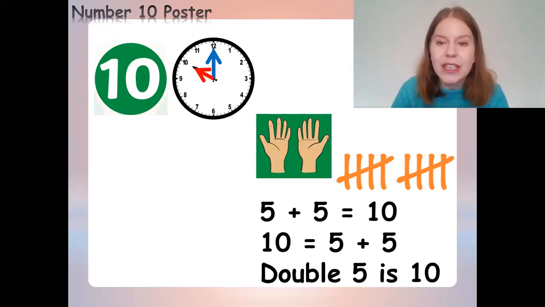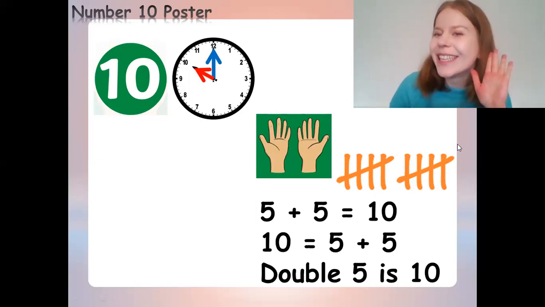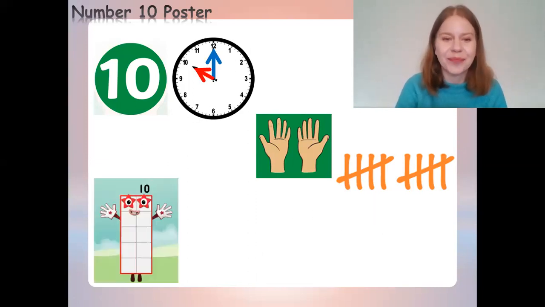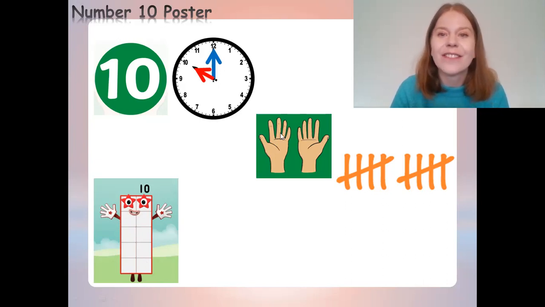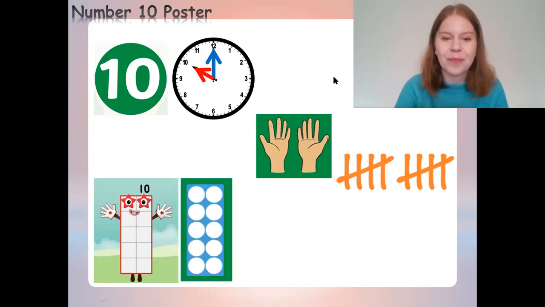And also you can see 10 in tally marks. So 5 tally marks, add another 5 tally marks equals 10. Well done. And this is the number block number 10. I can see he has 5 blocks on one side and 5 blocks on another. 5 add 5 is 10.